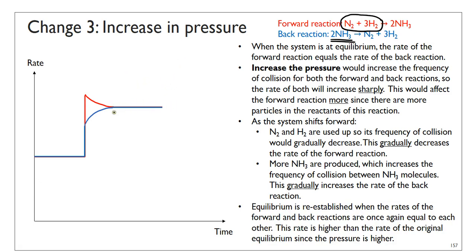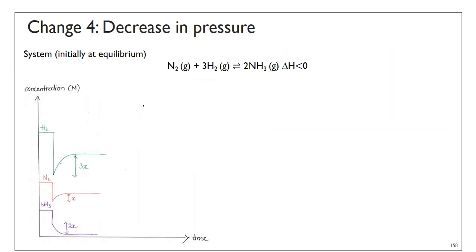But it is very important to keep in mind that this new rate has to be higher than the original because you have increased the pressure. So overall, it should increase the rate of the system. So that's change number 3. Anyway, change number 4 is the opposite of that.